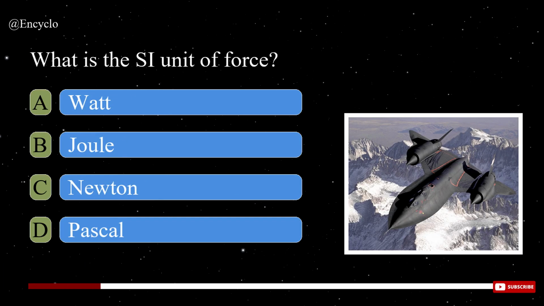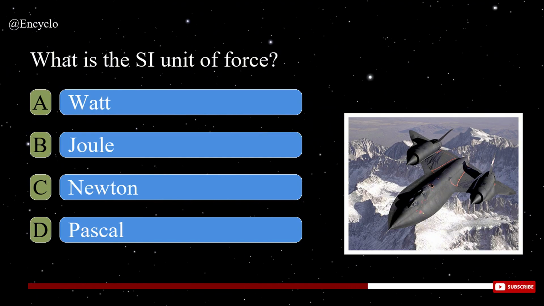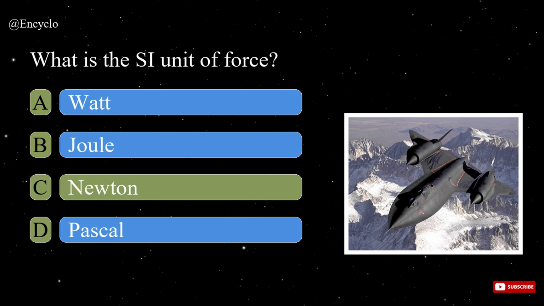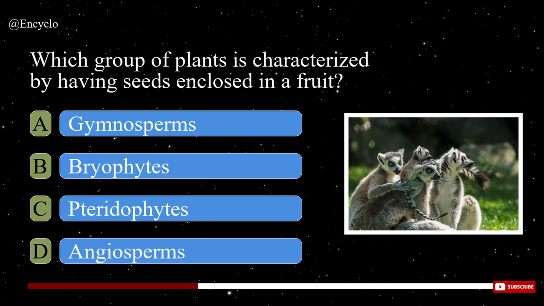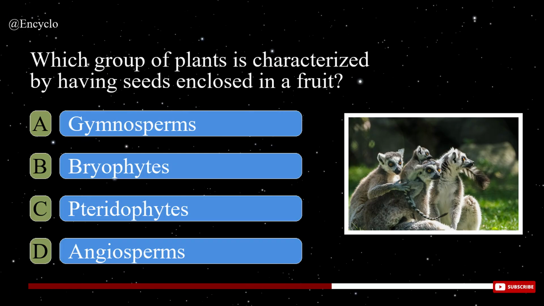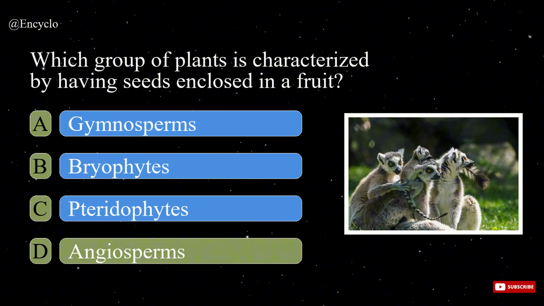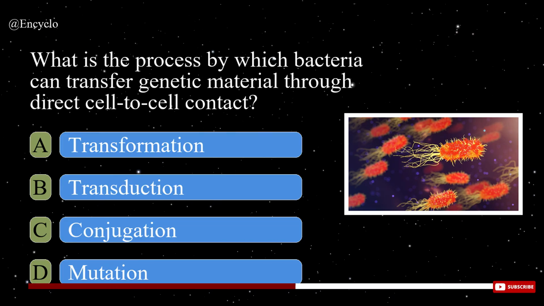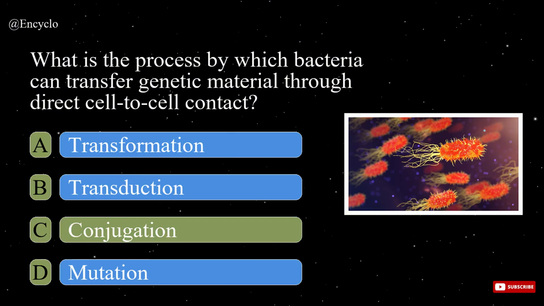What is the SI unit of force? The answer is Newton. Which group of plants is characterized by having seeds enclosed in a fruit? The answer is angiosperms. What is the process by which bacteria can transfer genetic material through direct cell-to-cell contact? The answer is conjugation.